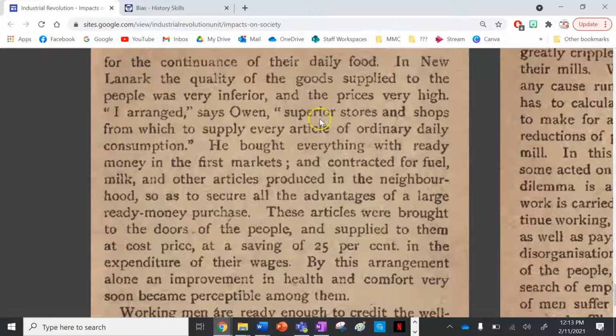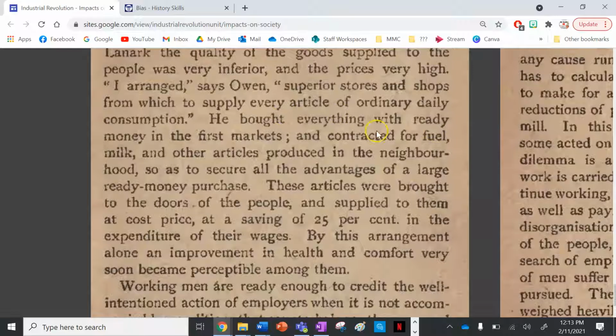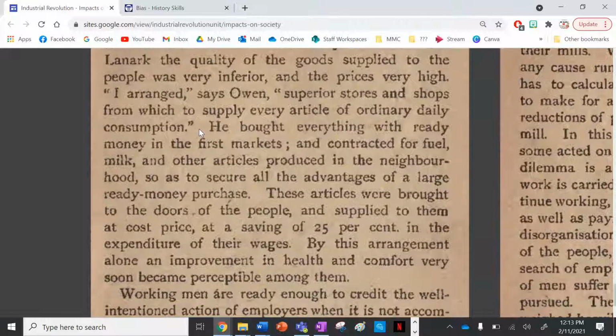I arranged, says Owen, superior stores and shops from which to supply every article of ordinary daily consumption. He bought everything with ready money in the first markets and contracted for fuel, milk, and other articles produced in the neighbourhood, so as to secure all the advantages of a large ready money purchase. So pretty much he bought all the supplies and everything. He bought all the food and all the products. And also when it says articles here, he's talking about the actual food items and grocery items.